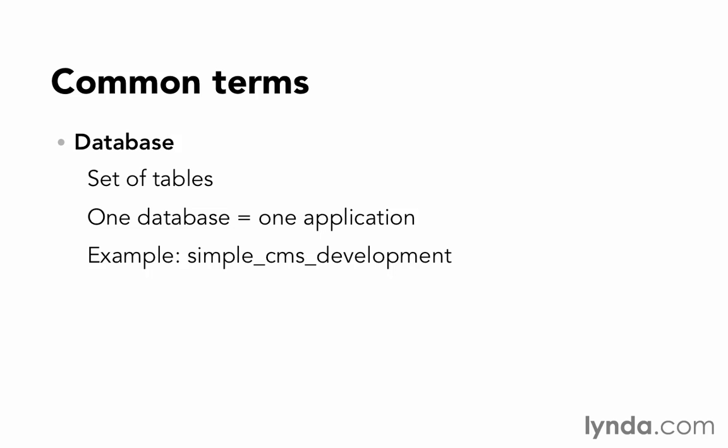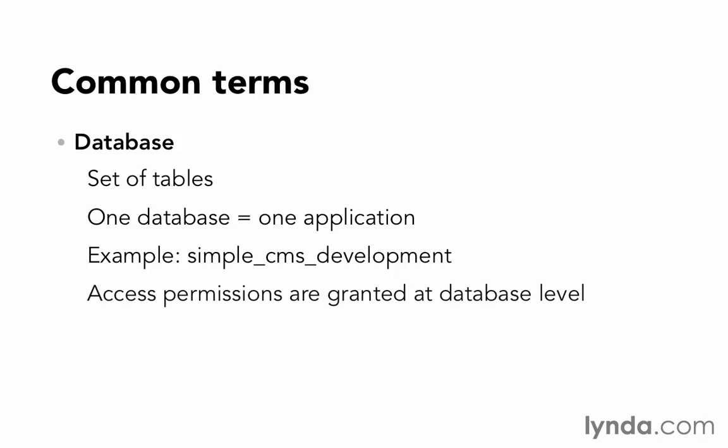Databases are going to be the level where we're going to grant access permissions. We don't have specific table permissions so that some people can view some tables but not others. We're going to give our Rails application permission to access the whole database and then let the application decide whether a user ought to be able to access certain tables.